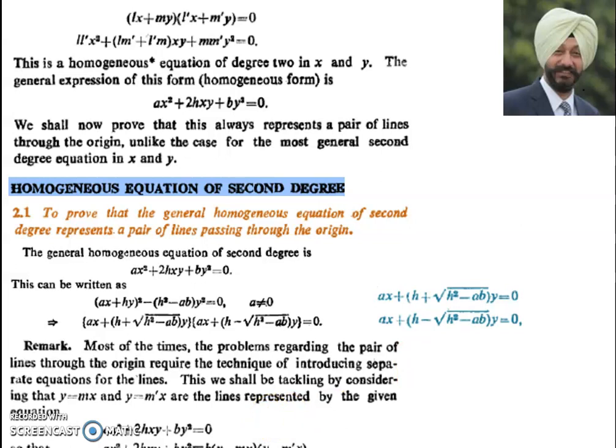We take y is equal to mx, and second we take y is equal to m dash x, and we write ax square plus 2hxy plus by square is equal to b into (y minus mx) into (y minus m dash x). So just see what happens. When we multiply these two factors, we get m plus m dash is equal to minus 2h by b, and m into m dash is equal to a by b.